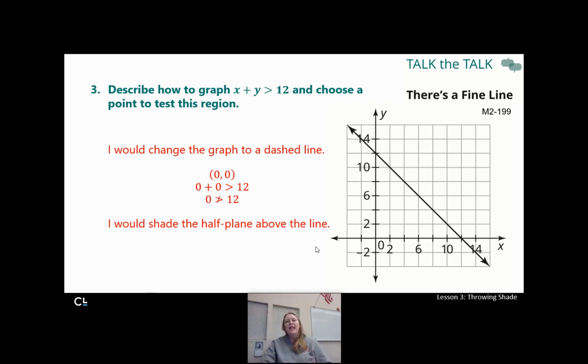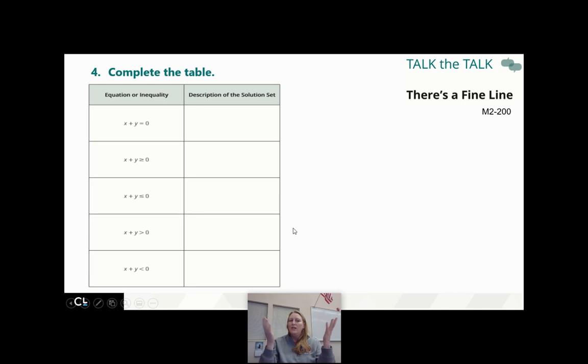All right, one last activity, just to sum it all up and bring it all back together. I have a table for you. I would like you to complete the table. Go ahead and hit pause to complete the table and then hit play when you're ready to check your work.